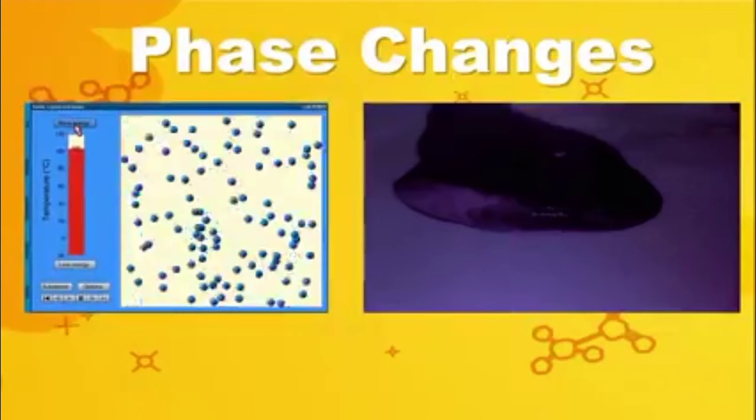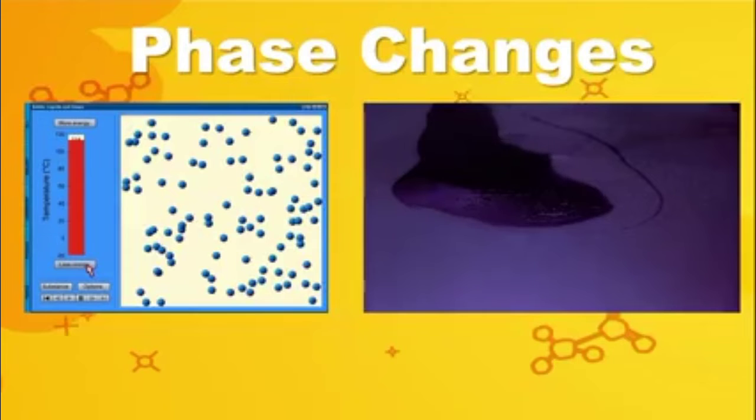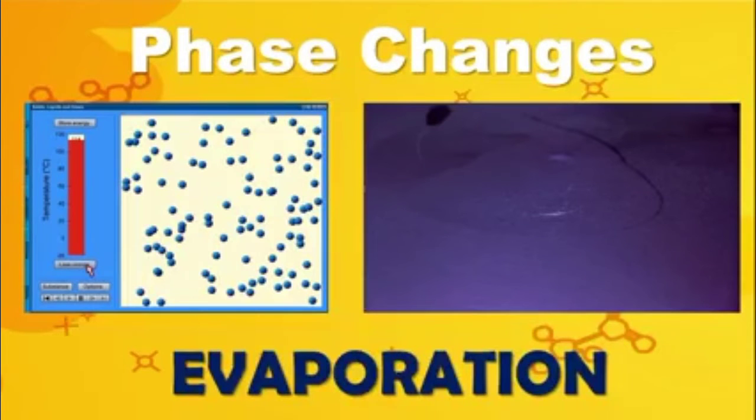If additional heat is added, liquid particles gain more kinetic energy, and they move faster and move further apart so that they become independent of one another. More molecules therefore have the energy to overcome the forces of attraction of the adjacent molecules. These molecules escape to the gaseous phase. This is called evaporation, changing liquid to gas.